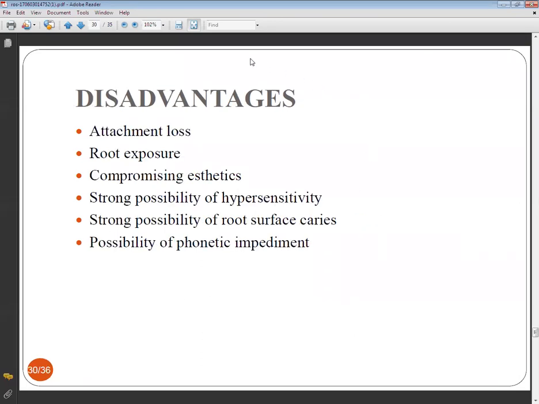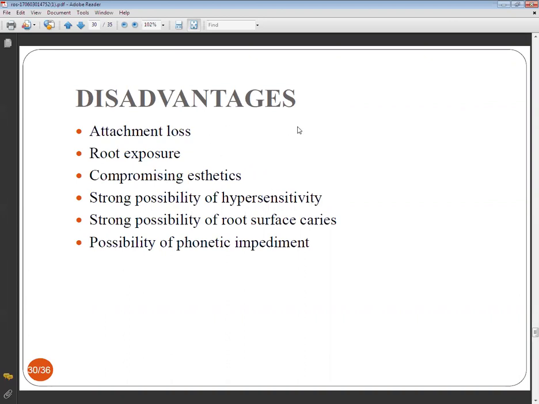So disadvantages. What are the consequences once you go with resective osseous surgery? Because you are removing bone, there will be attachment loss, root exposure, and aesthetics is compromised, and many patients complain of sensitivity after resective osseous surgery. And there is a possibility of root caries formation because the root is exposed in the oral environment, and some patients complain of difficulty in speech. So these are a few disadvantages of resective osseous surgery.